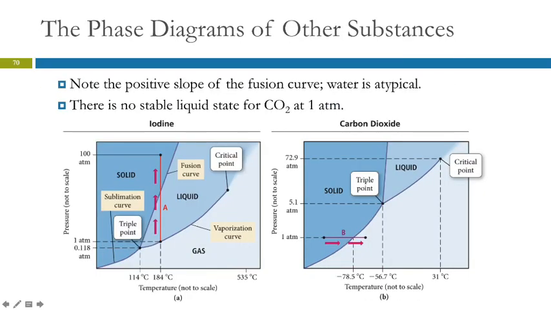Let's look at something that's maybe a little more normal. These are two other substances. This is iodine. The triple point is right here. For this substance, you could get the triple point to happen at 0.118 atmospheres, so you're decreasing the pressure, and this will happen at 114 degrees Celsius. The triple point for carbon dioxide is at 5 atmospheres and minus 56.7 degrees Celsius.